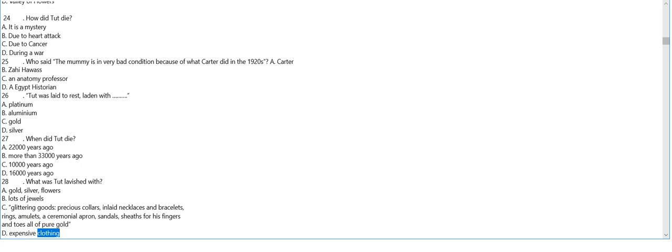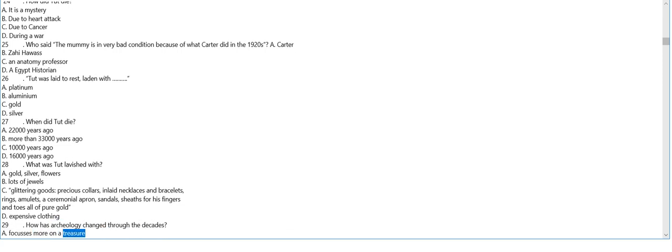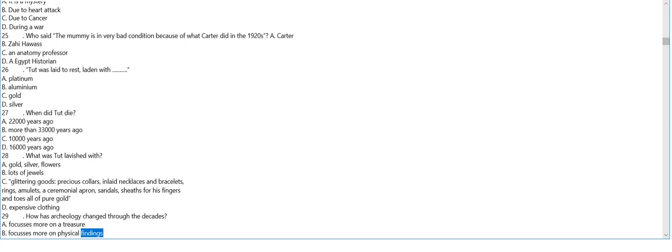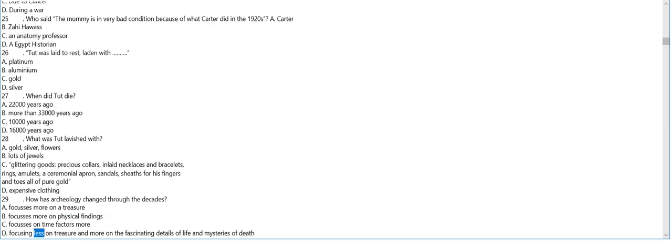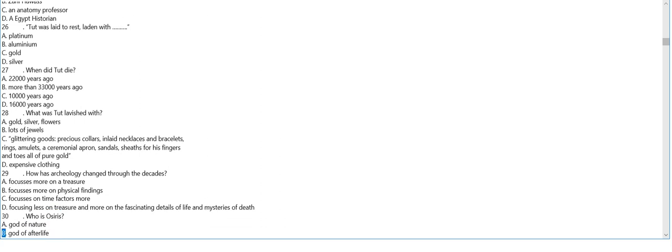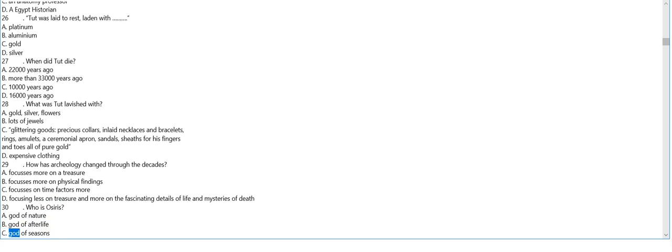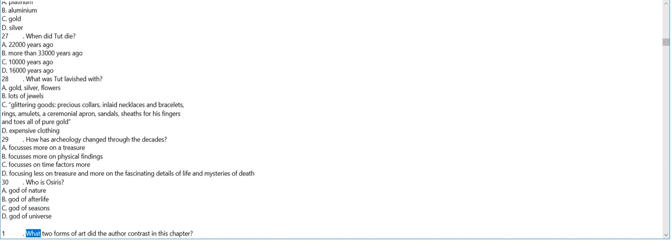D. Expensive clothing. 29. How has archaeology changed through the decades? A. Focuses more on a treasure. B. Focuses more on physical findings. C. Focuses on time factors more. D. Focusing less on treasure and more on the fascinating details of life and mysteries of death. 30. Who is Osiris? A. God of nature. B. God of afterlife. C. God of seasons. D. God of universe.